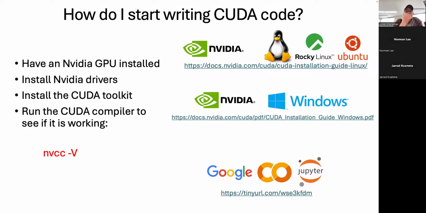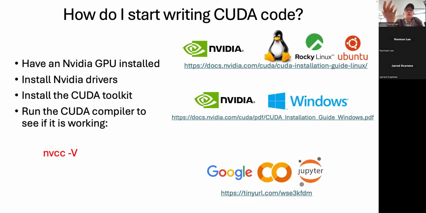So how do I start writing CUDA code? Well, the first thing is that you have an NVIDIA GPU installed. CUDA only works on NVIDIA GPUs. I believe it works on all of them at this point, at least everything since 2007. I think you can get some version of CUDA running on all of them. You have to have your NVIDIA drivers on there. Hopefully you do. That's pretty straightforward.